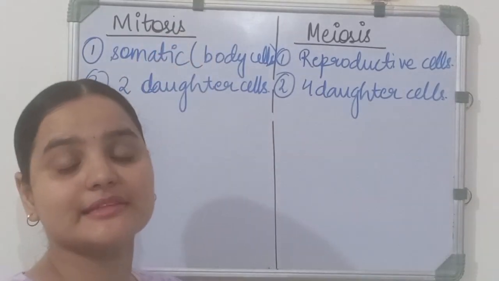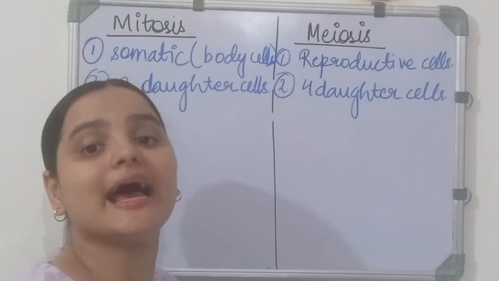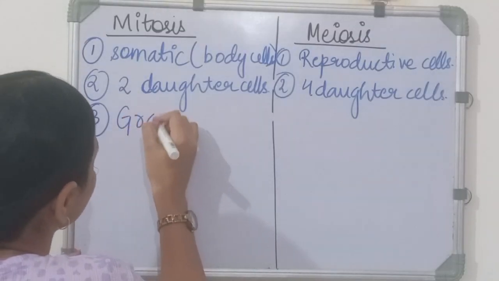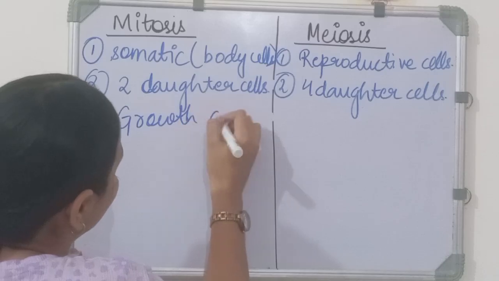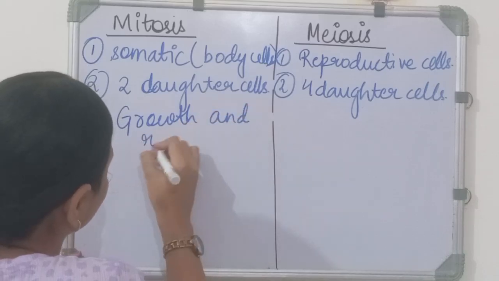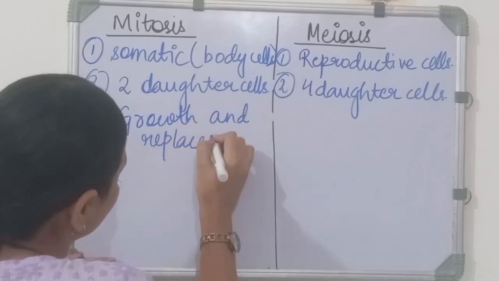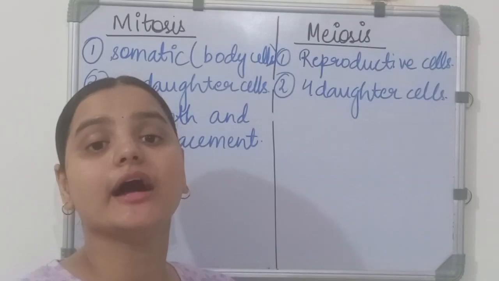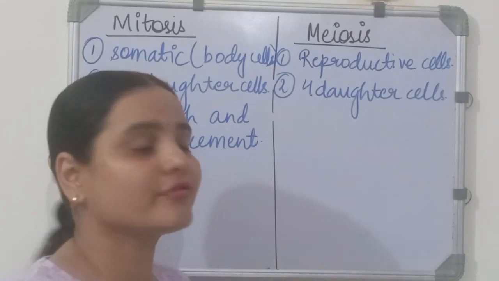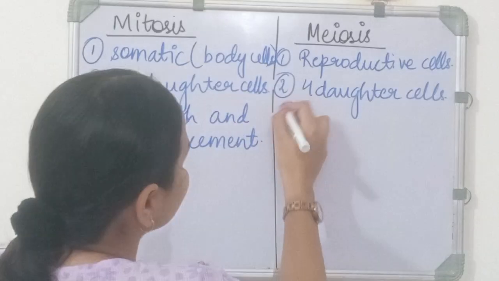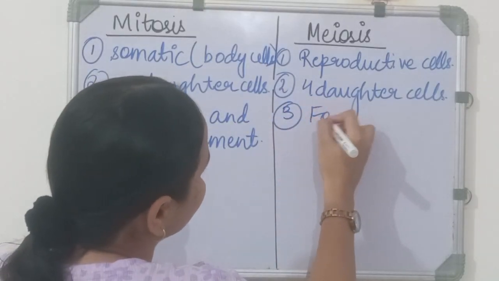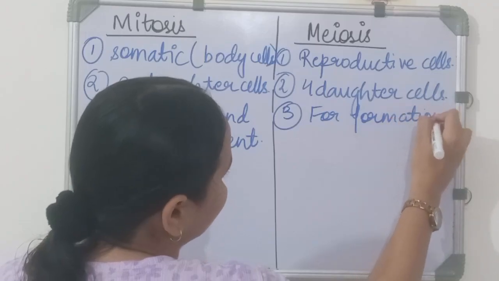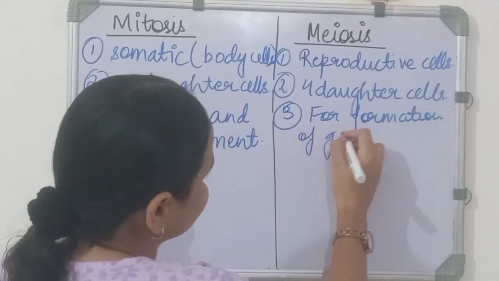Now the third difference. Mitosis generally occurs for growth and replacement of cells, and meiosis occurs for the formation of gametes, like sperms and egg.